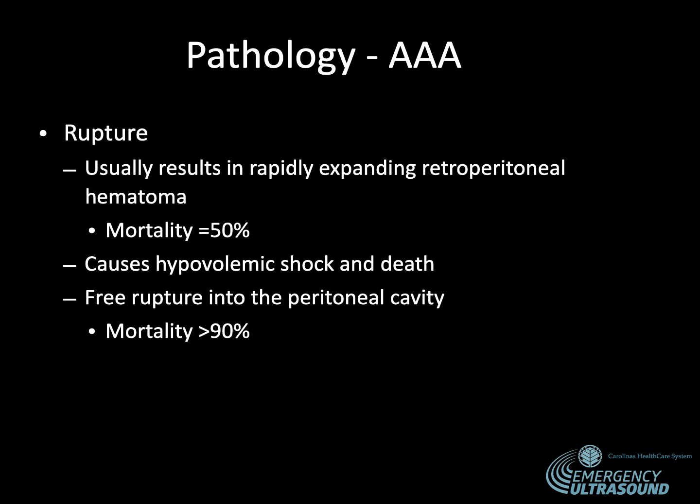Rupture of a AAA usually results in a rapidly expanding retroperitoneal hematoma. The mortality for this is 50%. This can cause hypovolemic shock and death. Rupture into the peritoneal cavity has a mortality of greater than 90%. So if identified on ultrasound, these patients are sick, they have a high mortality, and they need emergent care.